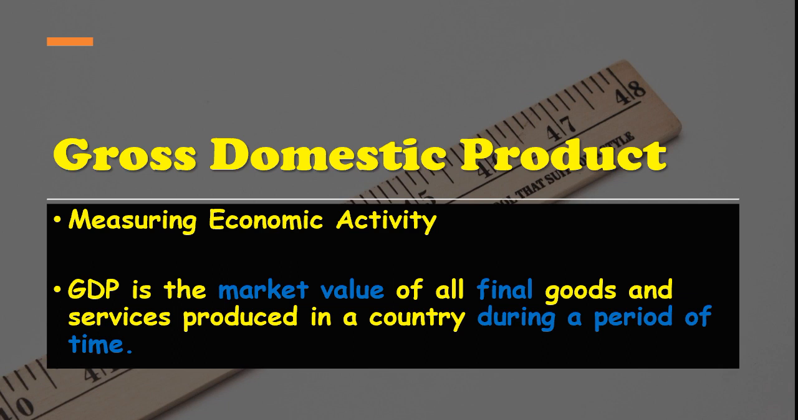Gross means the total of everything. Domestic means it's happening inside our country. So GDP is about what happens inside our country. And then product tells us it's something about being produced. It can also backwards be income, because to produce something, businesses have to pay people to produce it and pay people who grow stuff or mine stuff or whatever. And so that process of production is also a process that's creating income.